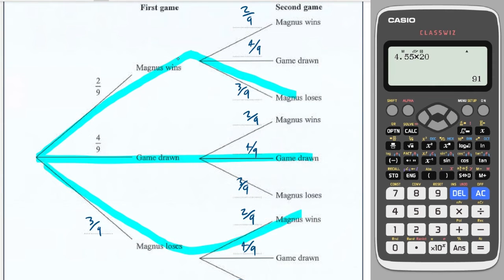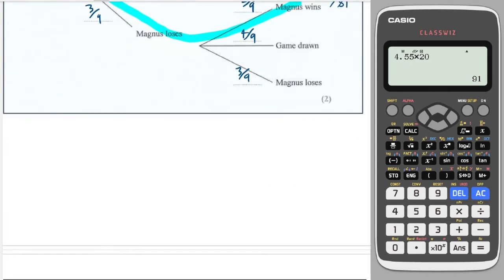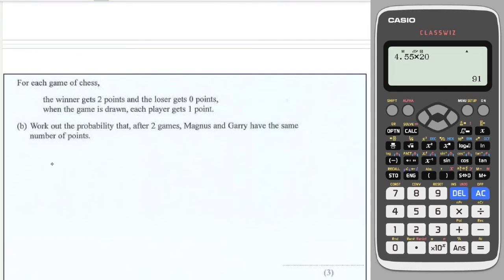So to find the probability, you multiply down the line. 2 times 3 is 6, and 9 times 9 is 81. 4 times 4 is 16, and that's also over 81. 3 times 2 is 6 over 81. So we're going to add those up to get the overall probability that they have the same number of points. So that was 6 plus 16 plus 6, which is a total of 28 over 81.